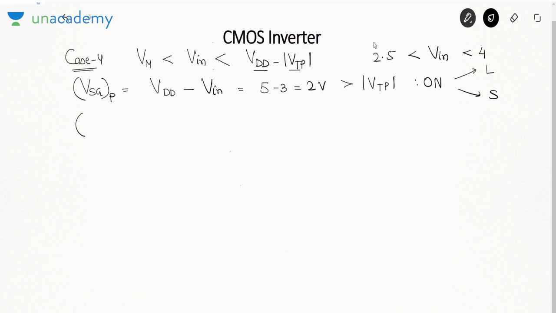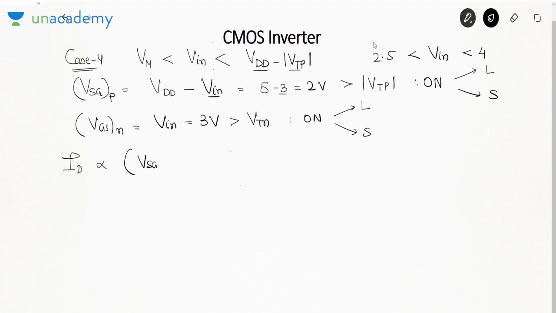What about NMOS? VGSN was equal to Vin. It is equal to 3 volt, as I am taking Vin as 3. It is greater than VTN, which is 1 volt. So again NMOS is also on, with two possibilities, linear and saturation. Now what happens? See, ID in PMOS is proportional to VSGP minus VTP.